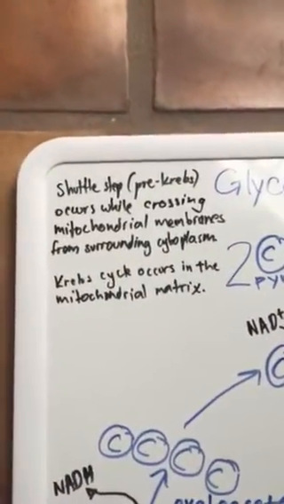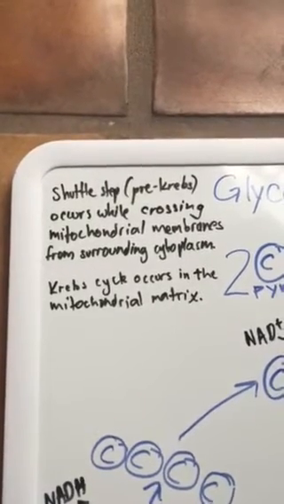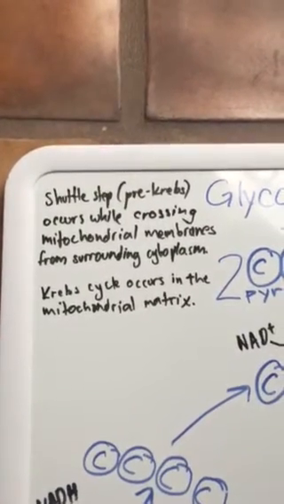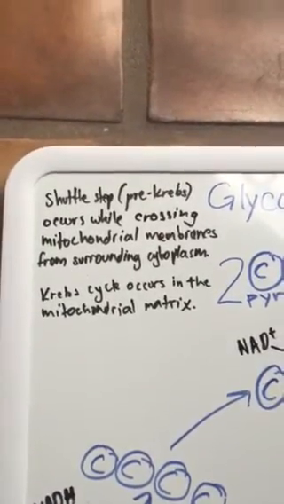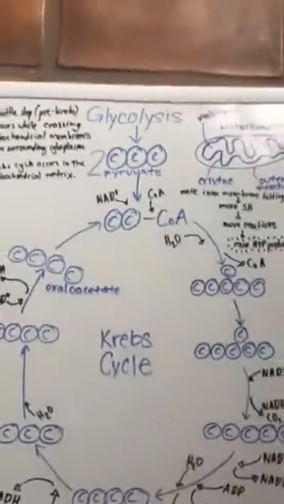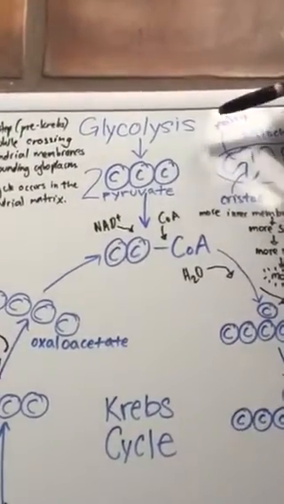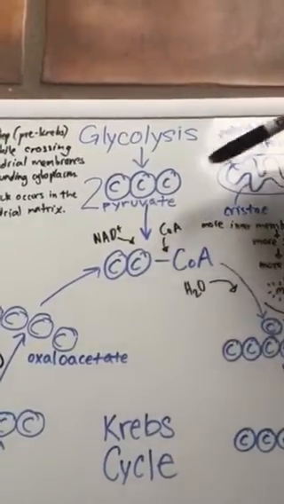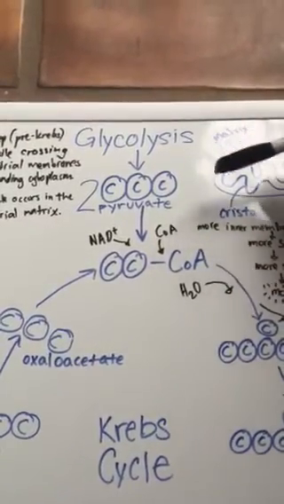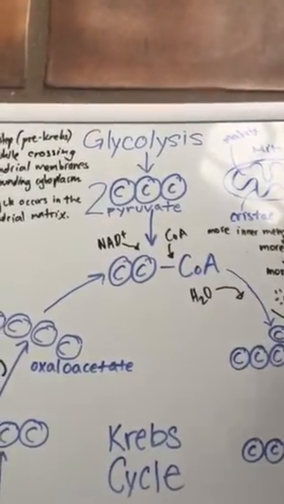First, we have the pre-Krebs cycle, which is known as the shuttle step. This occurs while crossing the mitochondrial membranes from the surrounding cytoplasm. Then the Krebs cycle itself occurs in the mitochondrial matrix. So let's talk about how the Krebs cycle and the shuttle step begin. From glycolysis, which is the step prior to the pre-Krebs cycle and Krebs cycle, 2 pyruvate molecules are released, and these products of glycolysis go into the Krebs cycle.